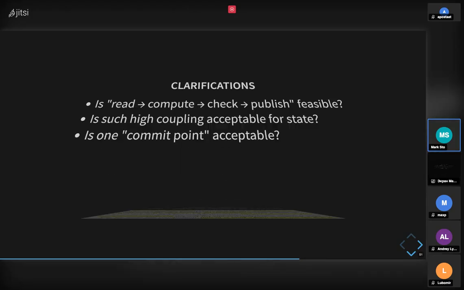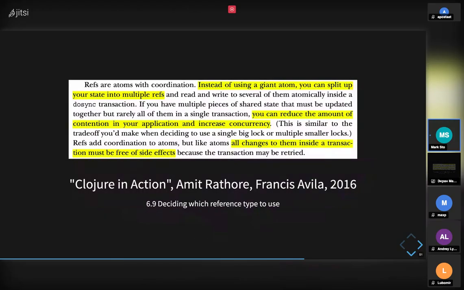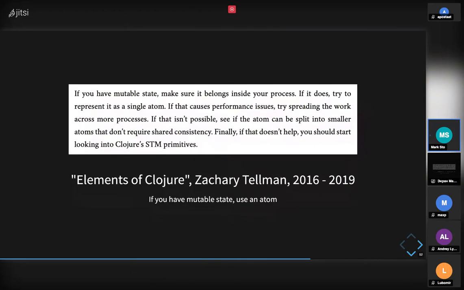So, interestingly enough, the authors of Clojure in Action recommend against using a giant atom. If you have multiple pieces of shared state that must be updated together, but rarely all of them in a single transaction, you can reduce the amount of contention in your application and increase concurrency. They also say that this is similar to the trade-off you'd make when deciding to use a single big lock or multiple smaller locks, except that CAS is essentially lock-free, so the analogy won't work that well, in my opinion.